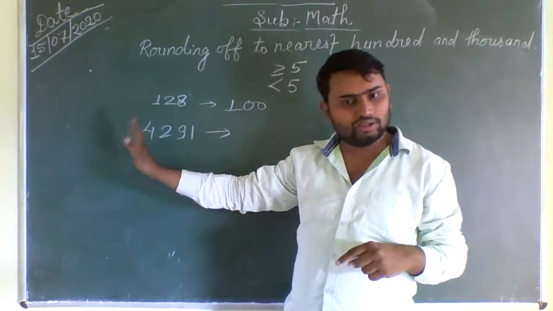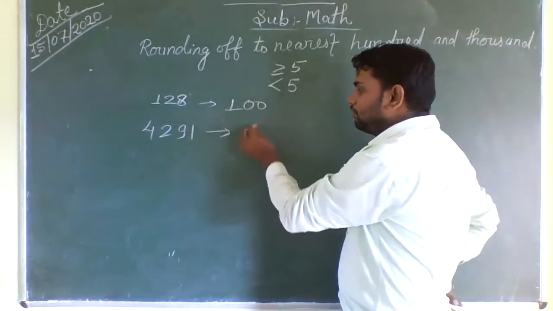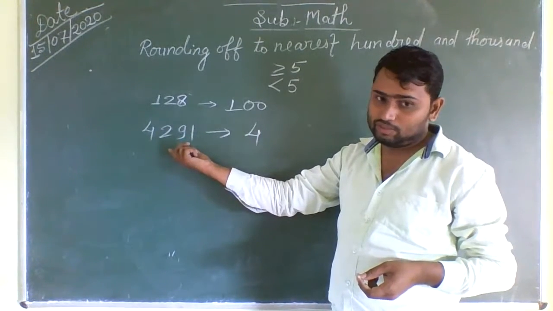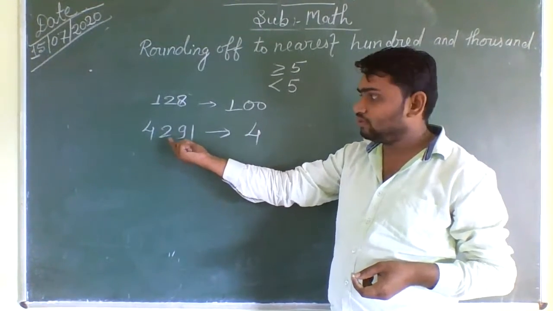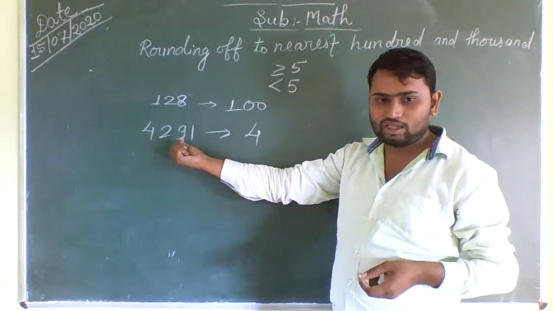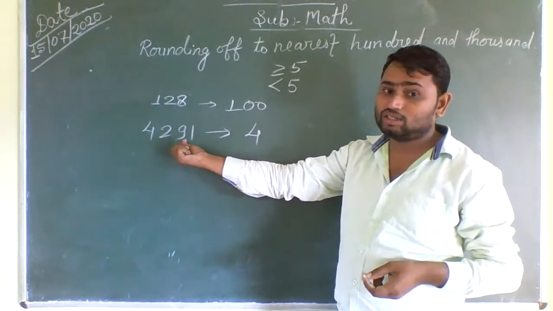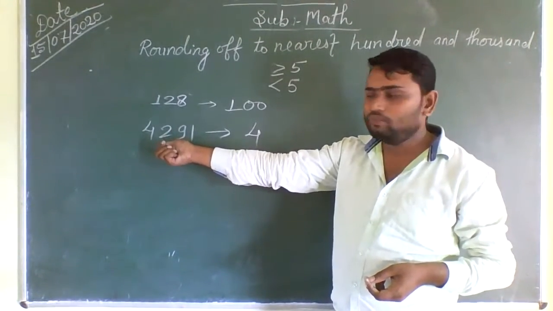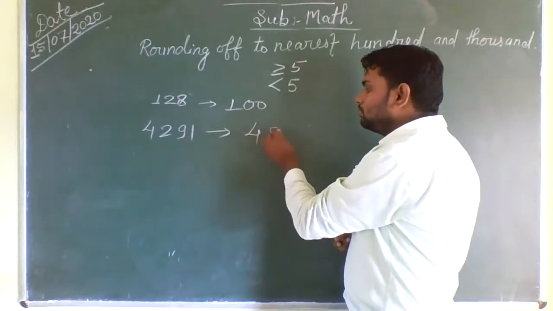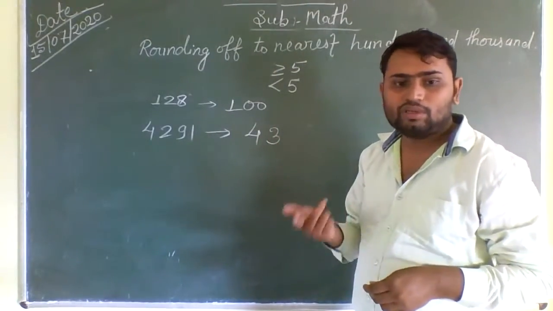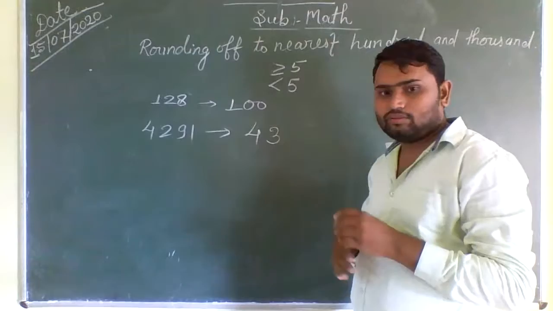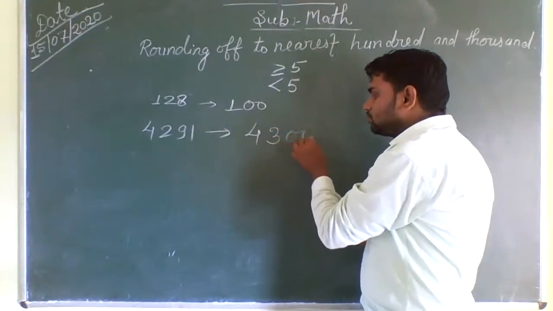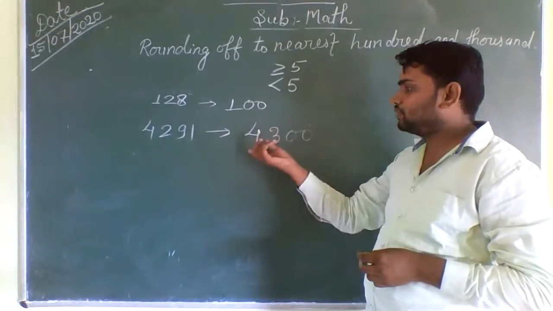So we will write 4 as it is. The hundreds place digit will be increased by 1. Why? Because the digit just behind it is 9 and it is greater than 5. So 2 plus 1, it will become 3. And after that we will put 2 zeros. Now it has become 4300.